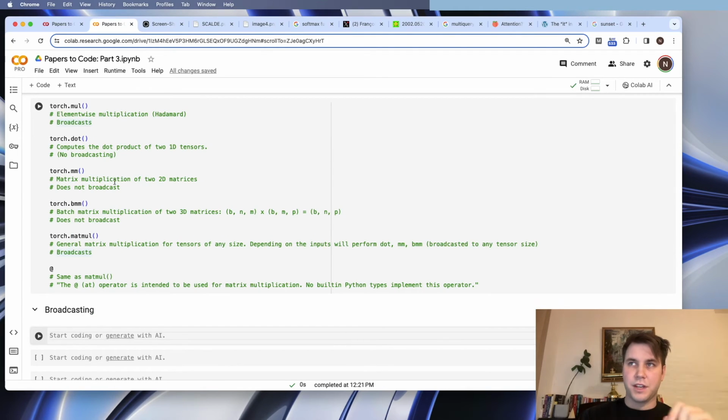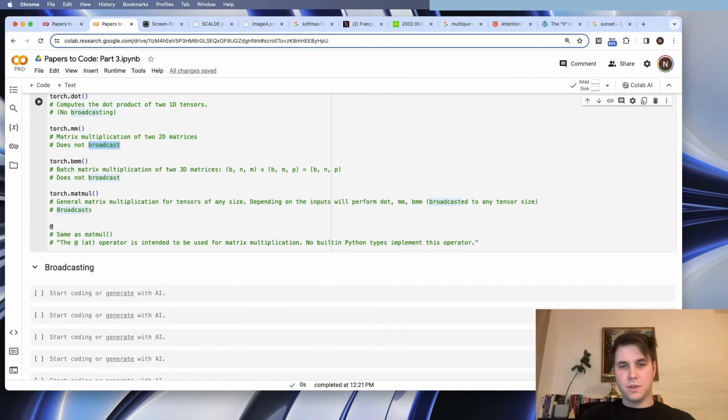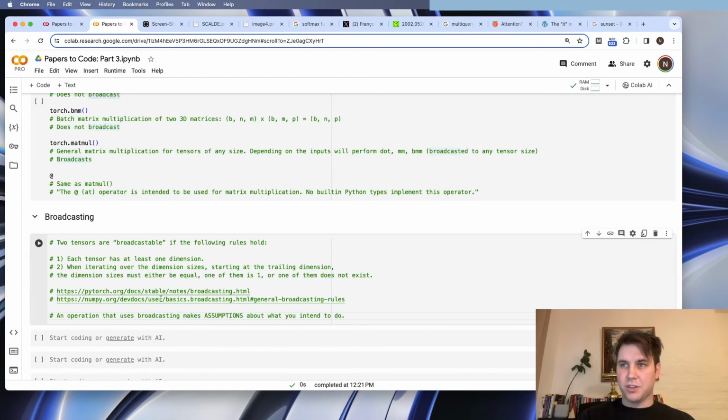You'll notice inside of each of these descriptions, I've put whether or not this operation broadcasts. Broadcasts, no broadcasting, does not broadcast. So what is broadcasting? It's a very important PyTorch thing. So two tensors are broadcastable if the following rules hold. And you can look up this page for both PyTorch and NumPy, and it explains broadcasting. But briefly, this allows you to take two tensors and say they're not the same size, but there's some kind of intuitive understanding of what you want to do.